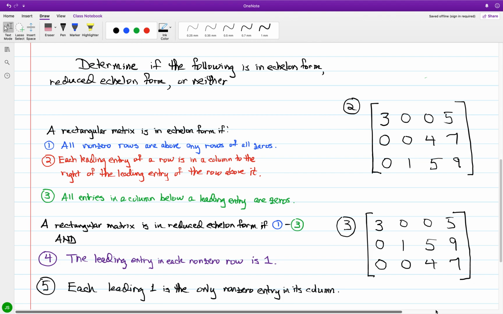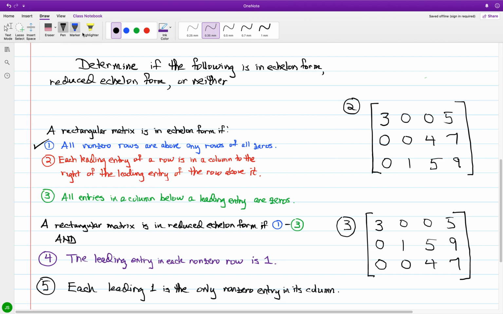Let's say we have these two matrices, just to see if we have echelon or reduced echelon form or neither. So with this second matrix, we have 3, 0, 0, 5, 0, 0, 4, 7, and 0, 1, 5, 9. All non-zero rows are above any rows of all zeros. We don't have any rows of all zeros, so that part is satisfied. Now with the second condition, it says each leading entry of a row is in a column to the right of the leading entry of the row above it.